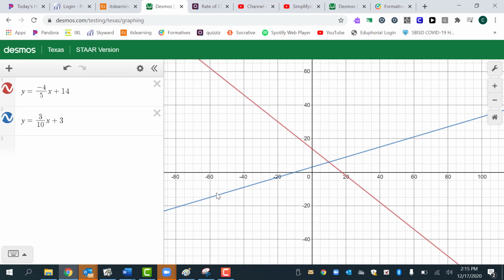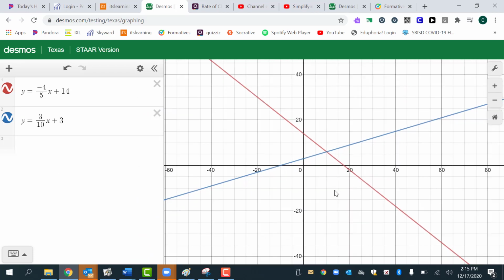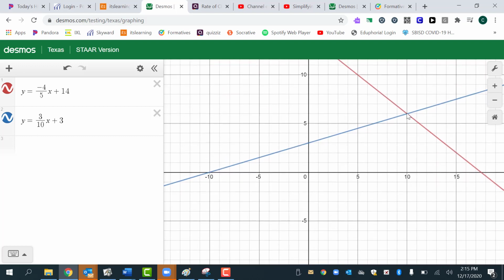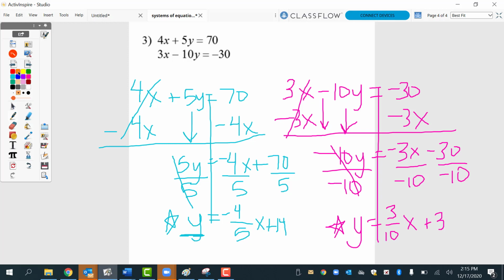So I'm looking for where they cross. Now this is super zoomed out, so I can zoom back into regular numbers. And there's where they cross. Oh, this time it didn't hover. Well, let's click on the graph. If you click on the graph, the dot will pop up again. And it shows me the answer is 10 comma 6. So that's what I'm going to write as my answer in orange: parentheses 10 comma 6. Okay?